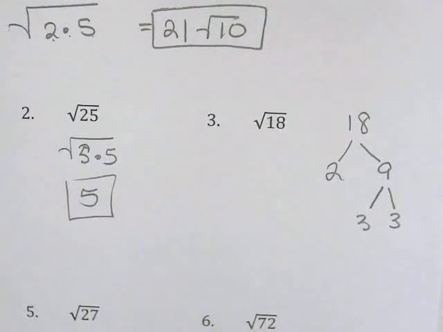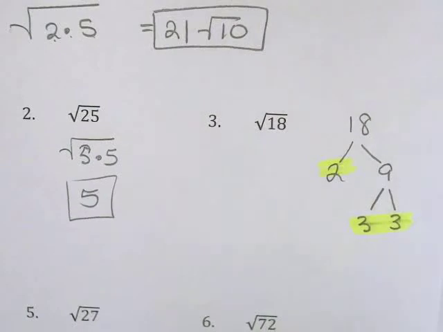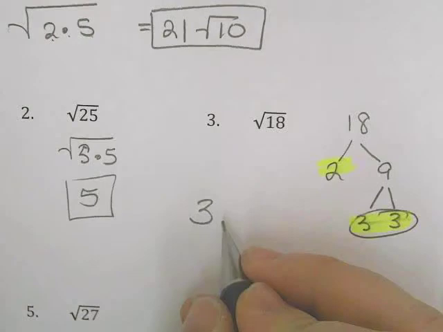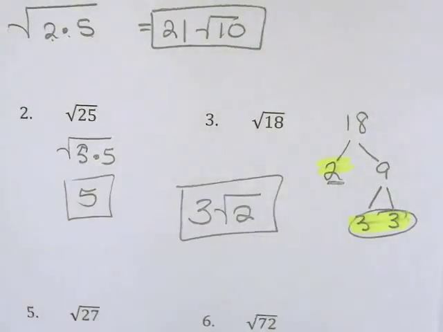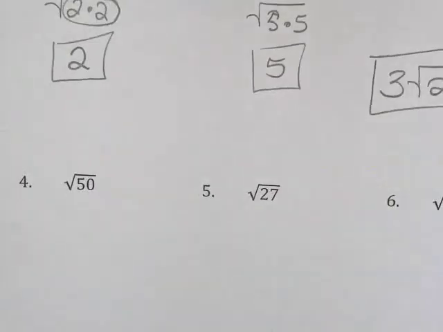So if you notice, I look at these bottom numbers. The bottom numbers, the leaf numbers, are what I use. And if you see, I have one pair of 3s, so it goes on the outside, and I have a 2 left over, so it stays underneath. Okay? So why don't you pause and try the next 3 and see how you do.